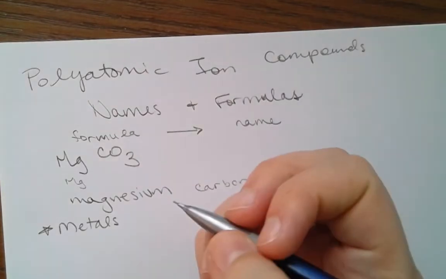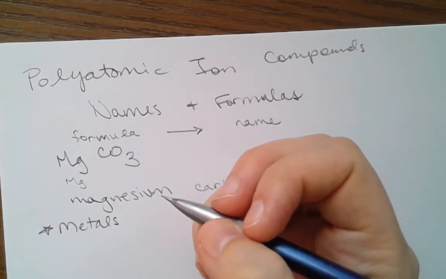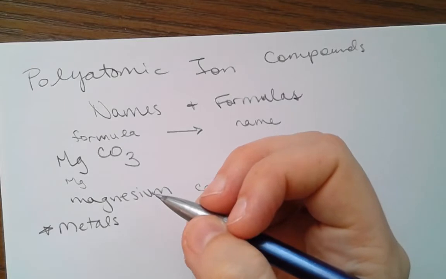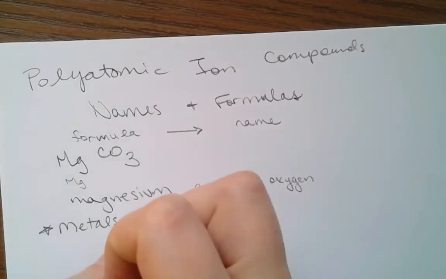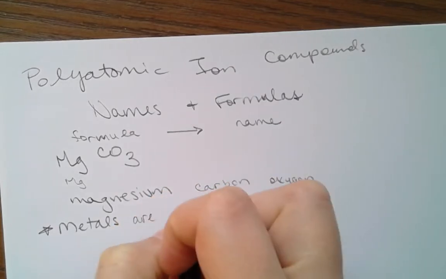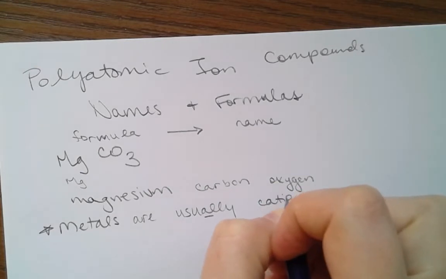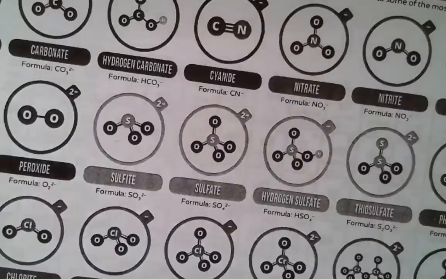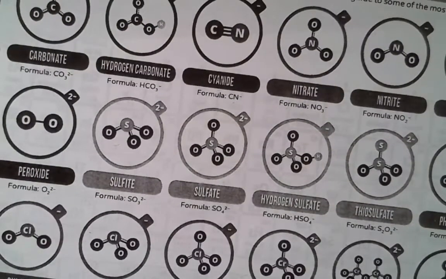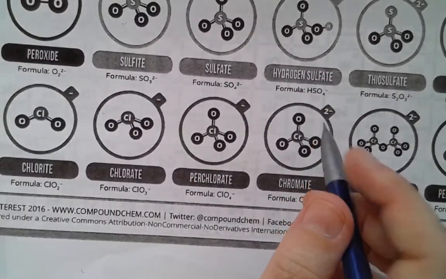You're going to say, hey, there's some metals that are in polyatomic ions. That's true. So usually, metals are usually cations. Not always. I've got this one here that's got a metal and is an anion, but the metal is surrounded by the oxygen.